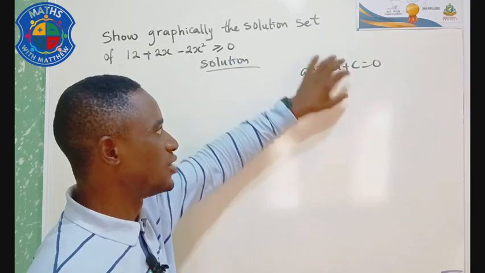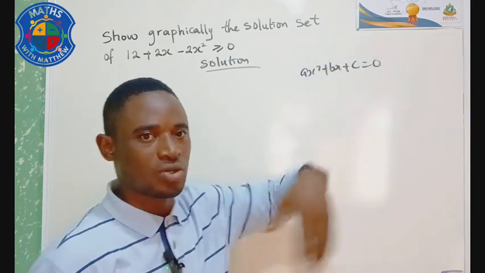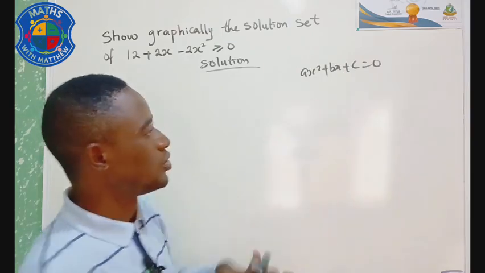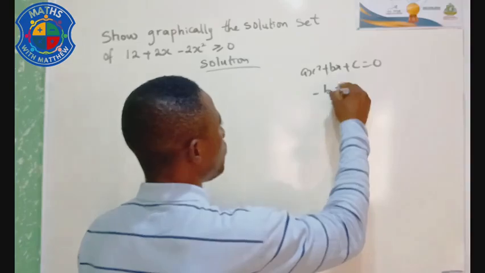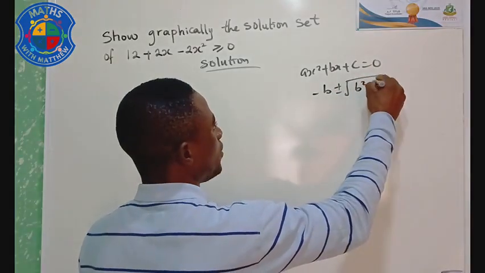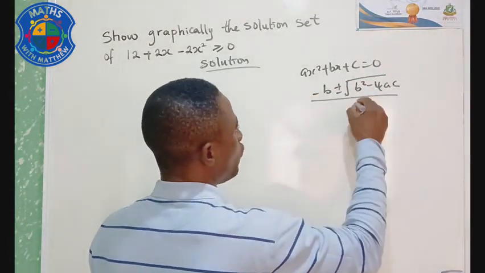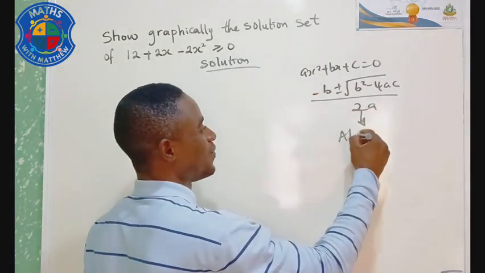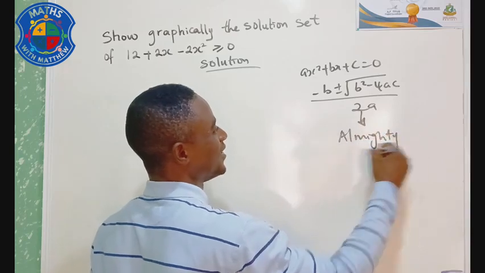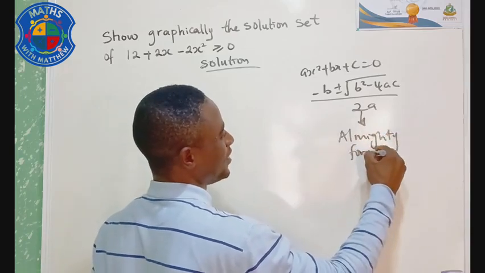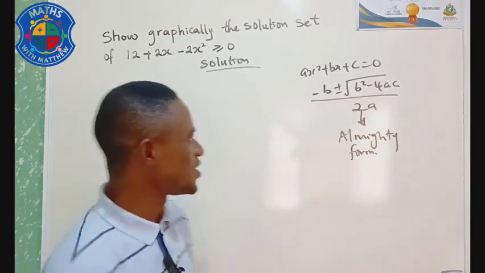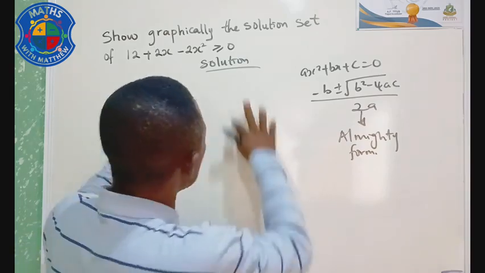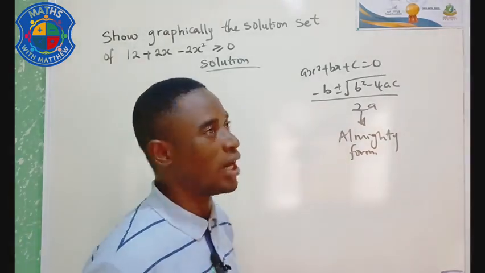You know, we can use different methods, such as factorization, completing the square, and the general formula, minus b plus or minus the square root of b squared minus 4ac over 2a, which some people call the almighty formula. But this is not where we are going, just for you to have the idea of what we want to do in this particular inequality.